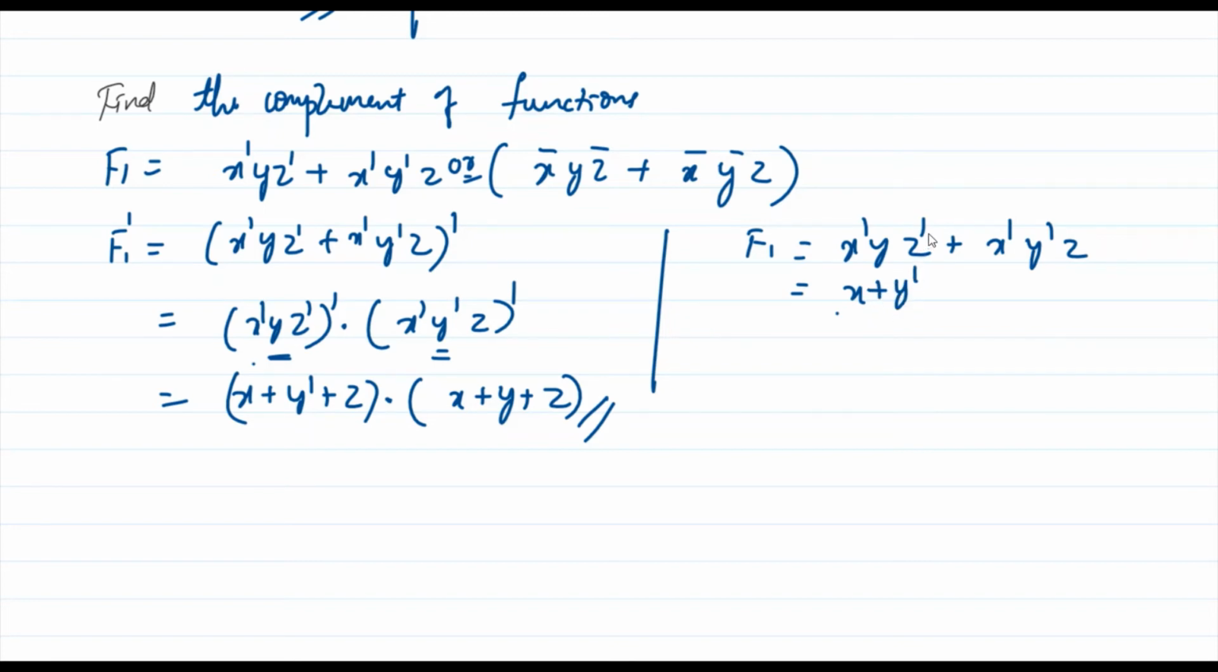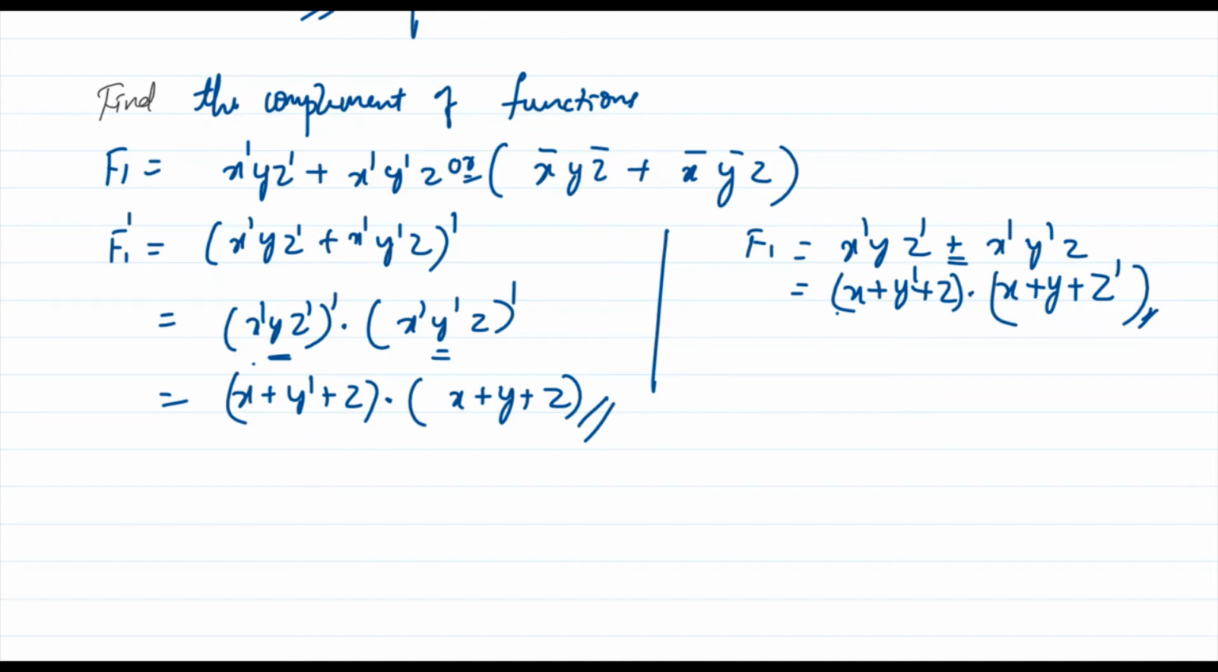Z is primed already, so I have to make it unprimed with the plus operator, plus z. So I take it into one bracket. Here plus is there in between, so I will write it as a dot. Here x prime is there, so I write x, plus y prime is there, I write only y, plus z is there, so I write z prime. This is how you can complement a given function. I hope this is clear to you.